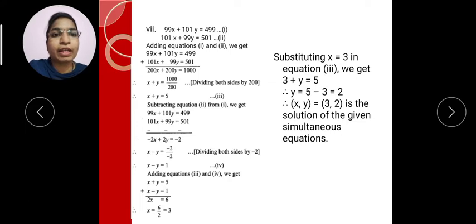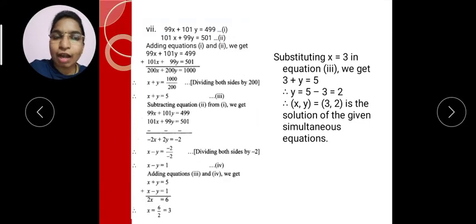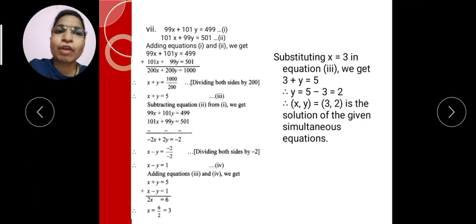Now subtracting the equations. First I add, and after adding we get x plus y is equal to 5. Now I am subtracting these equations, first and second. Which equation am I subtracting? The equation first from second, or second from first. Anyway, you can choose.